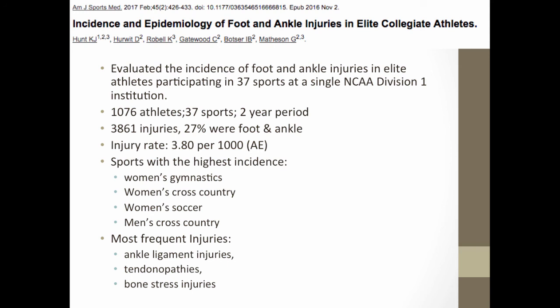And the most frequently occurring foot and ankle injuries were ankle ligament injuries, tendinopathies, or even fasciopathies, and bone stress injuries. So foot and ankle injuries in Division I athletics were 27% of the total musculoskeletal injuries that occurred over a 2-year period, with 21% of these injuries resulting in missed time. And that's a lot. So there were significantly higher foot and ankle injury incidence rates and more missed time in female athletes in women's sports.